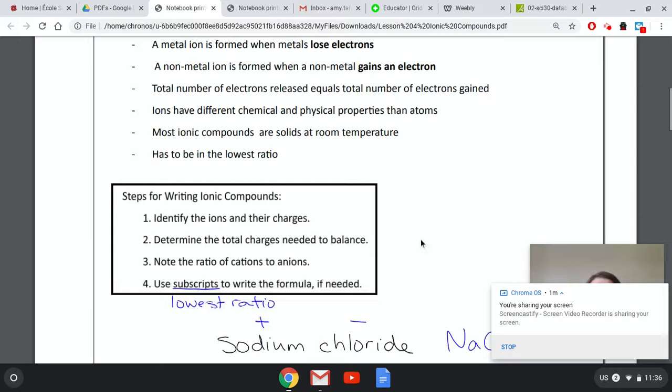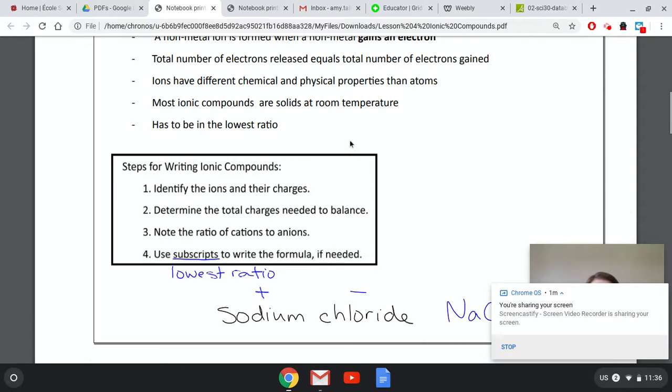Now, for what we've been doing so far, we're writing solid behind all ionic compounds until we learn a lesson about solubility. Now, sometimes we have numbers like 2 and 4, and we have to make sure we write those in the lowest ratio if necessary.